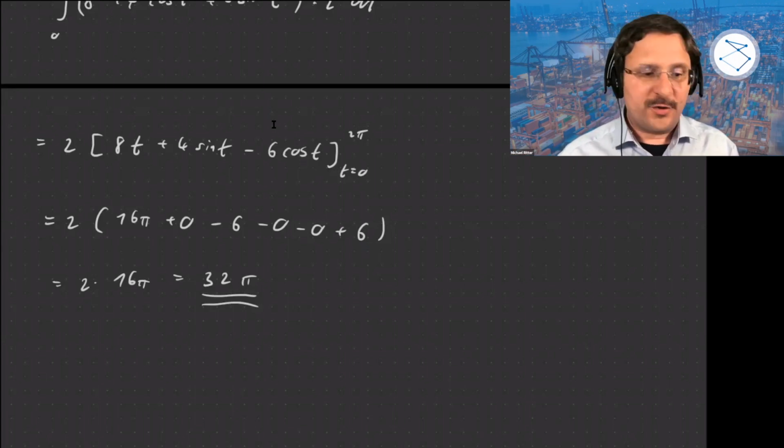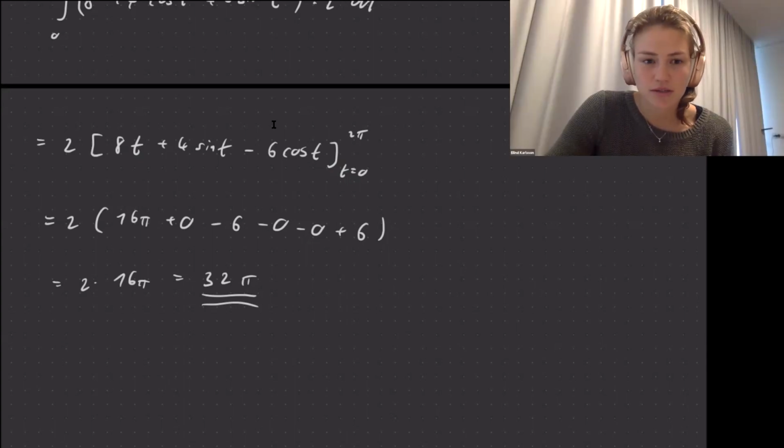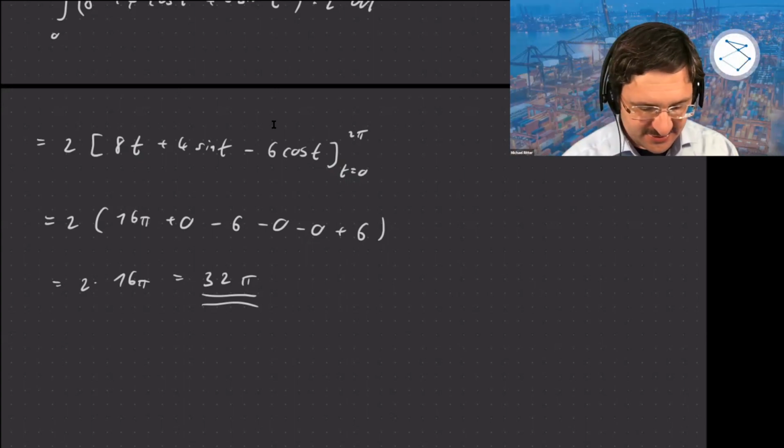Okay, questions on this problem here? So far, I don't see any questions. Very quiet. Wonderful. Then let's proceed to discussing vector fields.